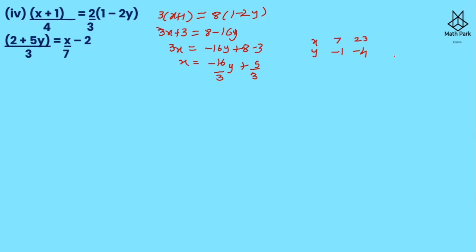Let us take the value of y as 2. So 16 times 2 is 32, minus 32 plus 5. 32 minus 5 is minus 27. Let's draw the graph for this line.